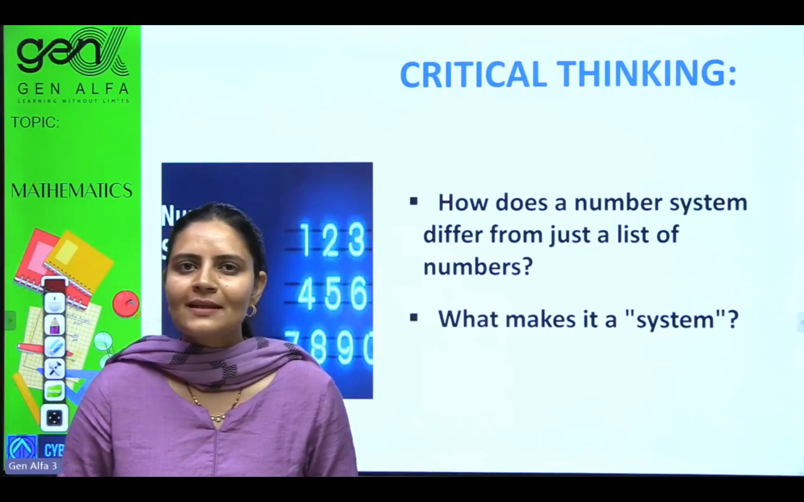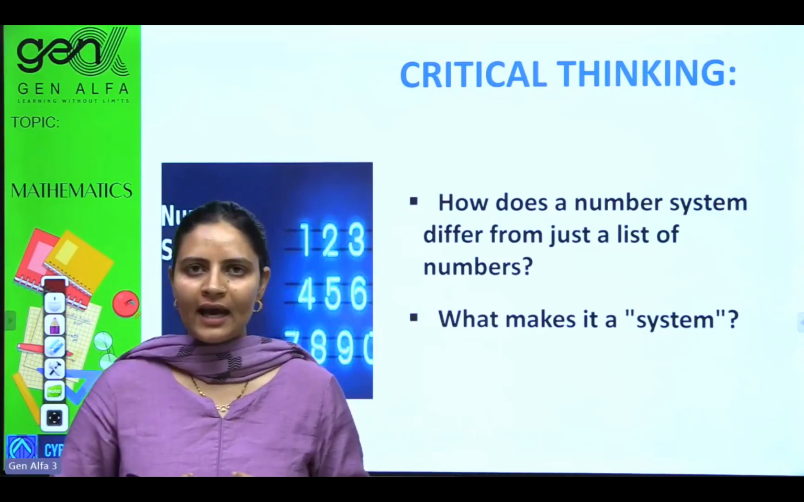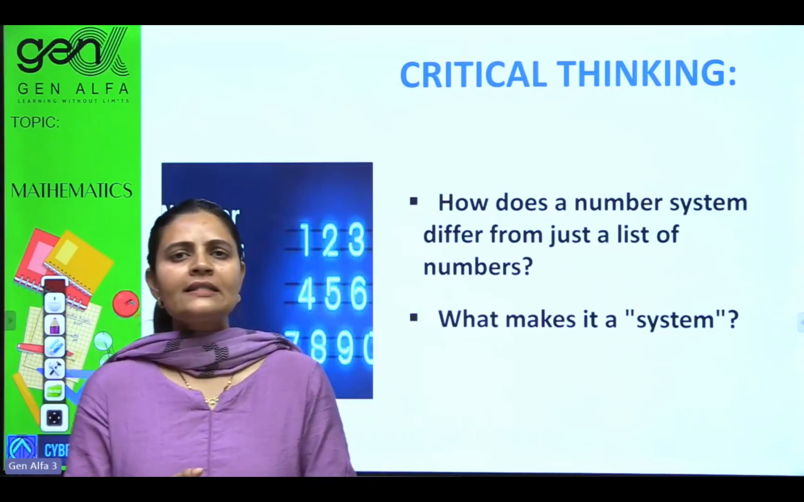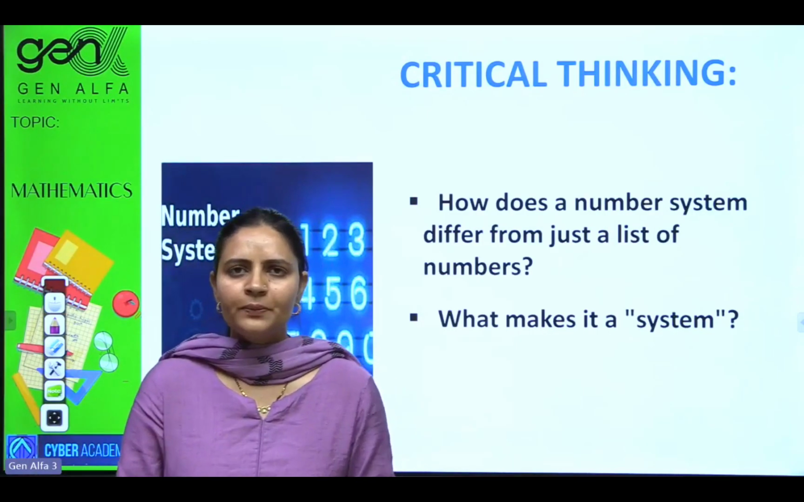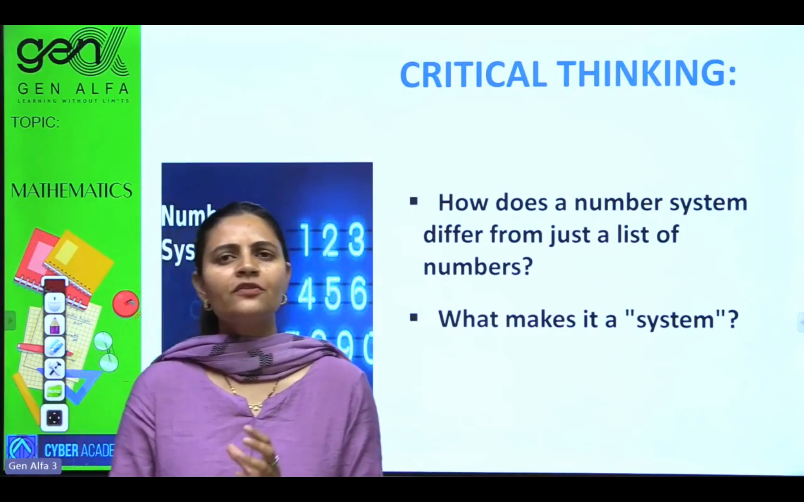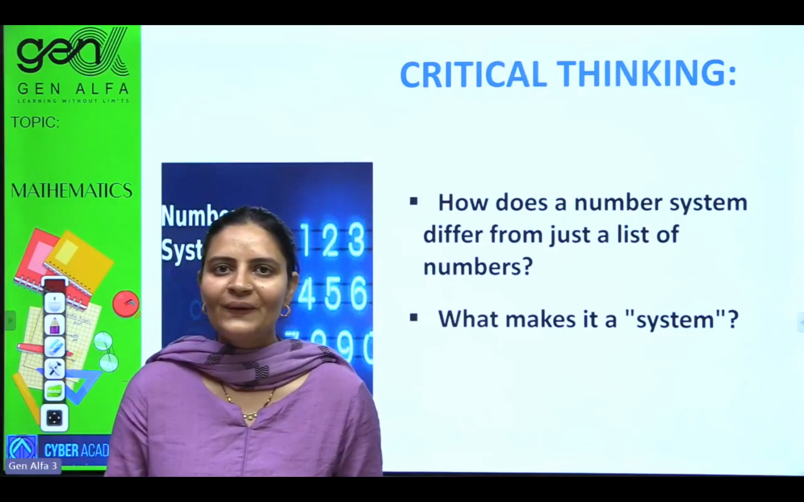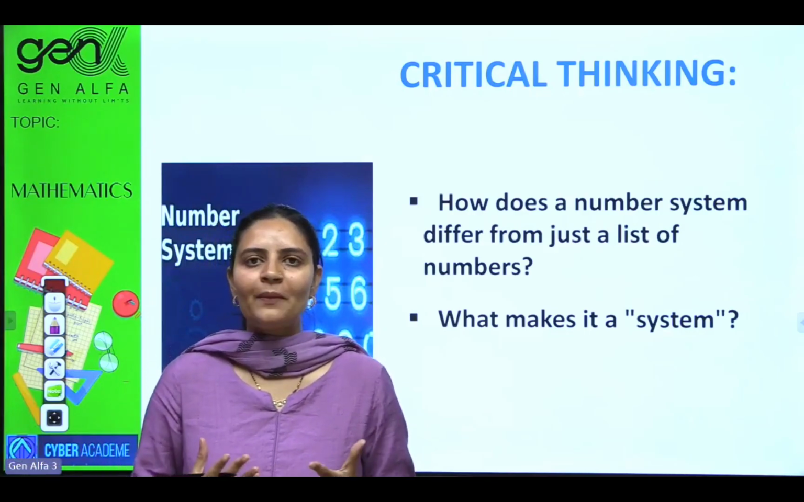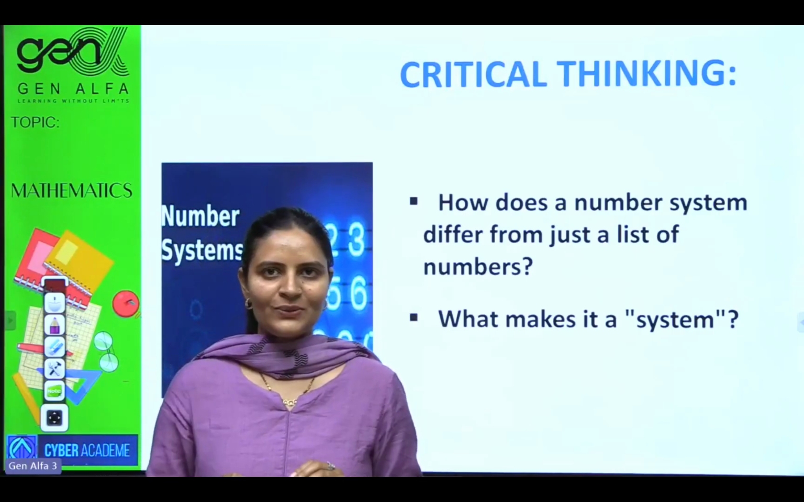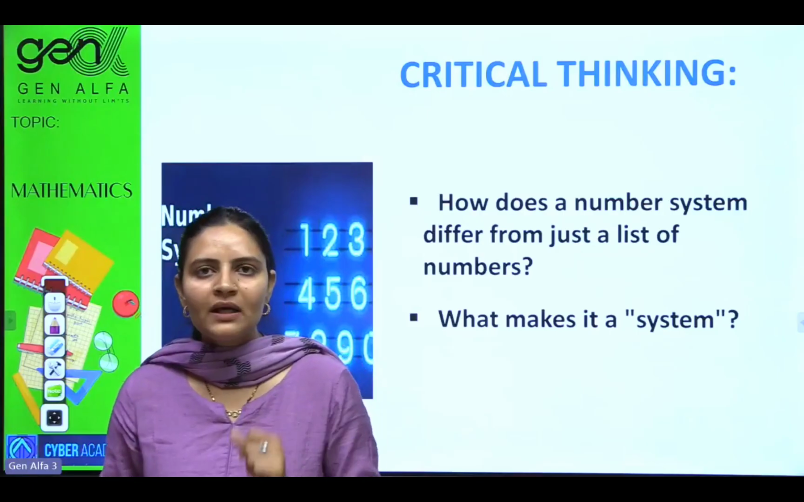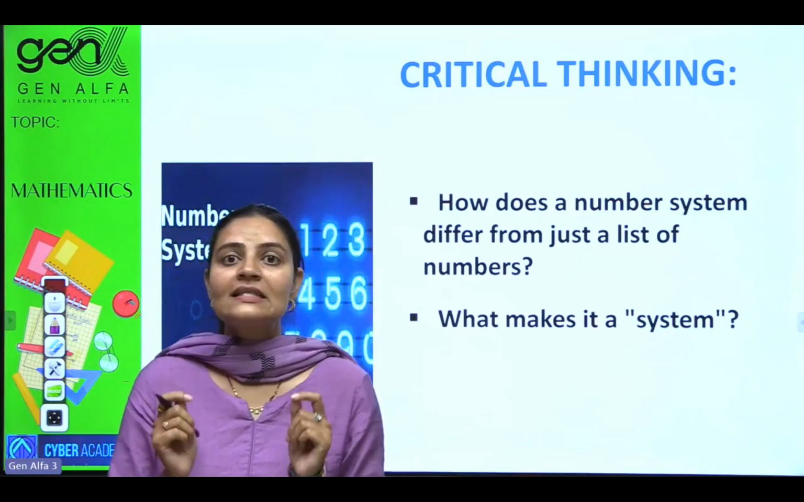A number system is not just a list of digits. It has rules, it has structure. Okay, let's connect it to real life. Let's suppose you go to a shopkeeper and you ask, Uncle, can you give me some chocolates? Would that help? No. You need to be very specific about it. What kind of chocolates you want, what number of chocolates you want, isn't it? Whether you want one chocolate, or whether you want 10 chocolates. So that's what makes it a system.